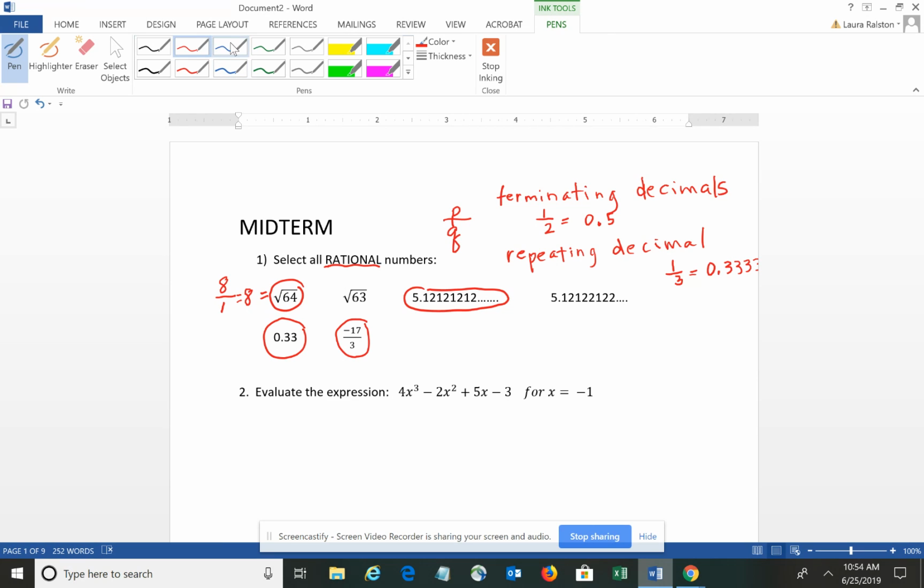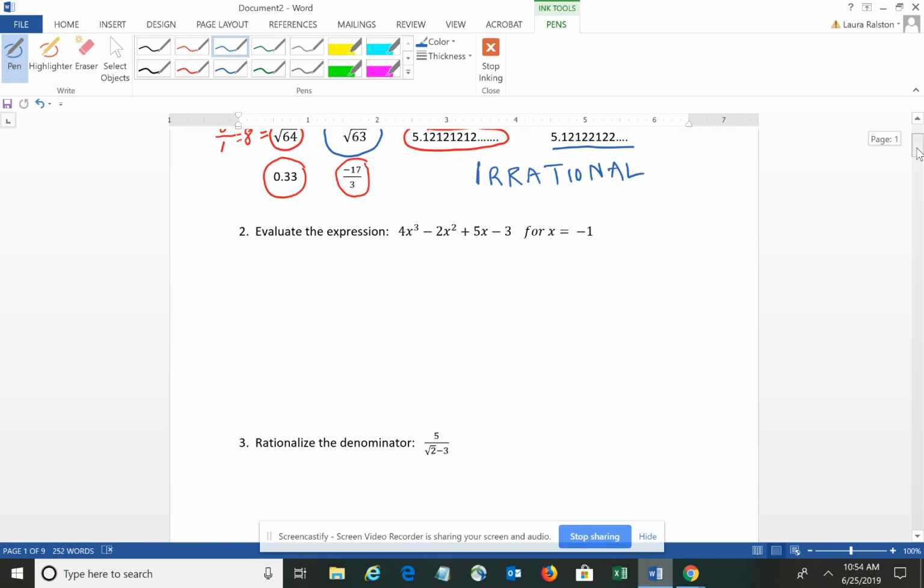Now, what that means is that the square root of 63 and this non-repeating decimal, those are considered irrational numbers. Okay, so you have to be careful, guys, and pay attention to the instructions, whether it says rational or irrational. All right, then question number 2, it says evaluate the expression.